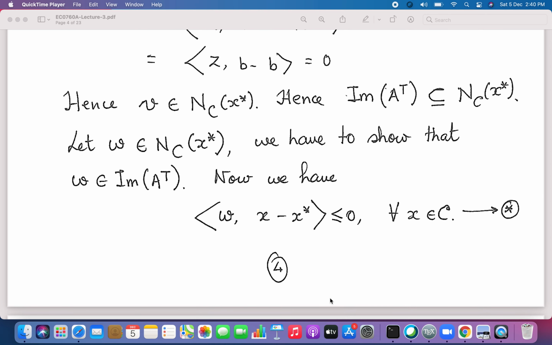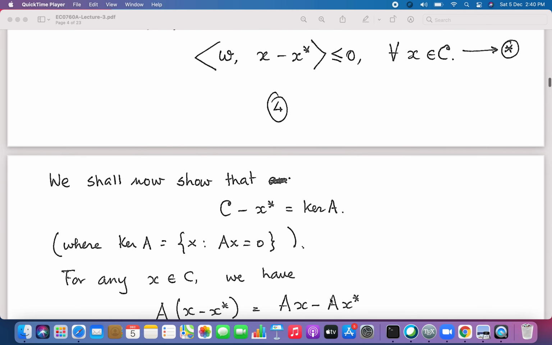You observe that because we are having Ax equal to B, that is a closed set. Please understand, the set of all x such that Ax equal to B is a closed set. Now what we are going to show is that if you take the closed convex set C and translate it by x star, that is, you shift all elements by an amount x star.